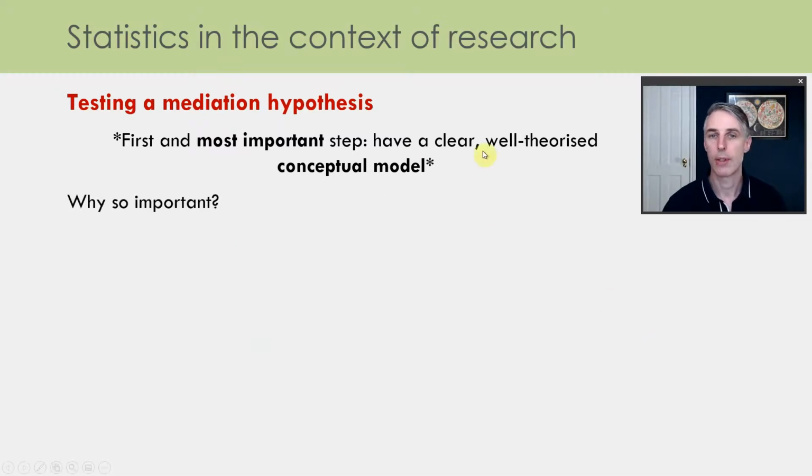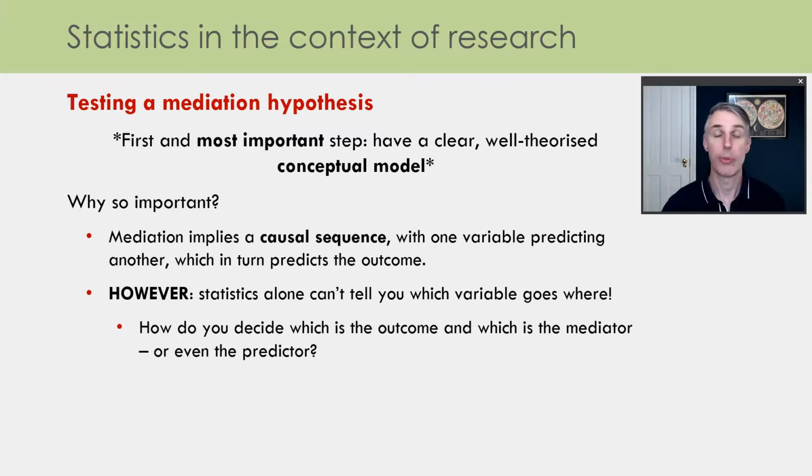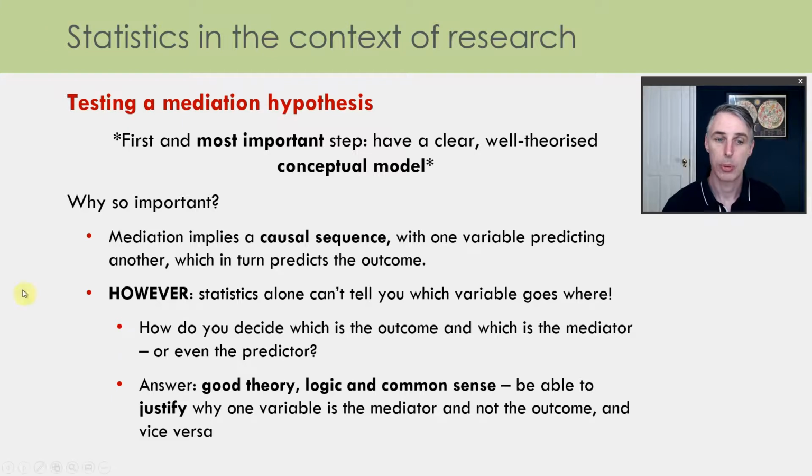So why is it so important to have such a well theorized and clear conceptual model? Well, first of all, perhaps even more so than other forms of regression analysis, mediation and testing indirect effects implies a causal sequence, that one variable is predicting another, which in turn predicts the outcome variable. Now, as in regression more generally, the big thing is that the statistics alone, as we will see, cannot tell you which variable goes where in this sequence. So you're left with the question of how to decide which is the outcome variable, which is the mediator, and which is the predictor. And the answer primarily is a combination of good theory, logic, and common sense.